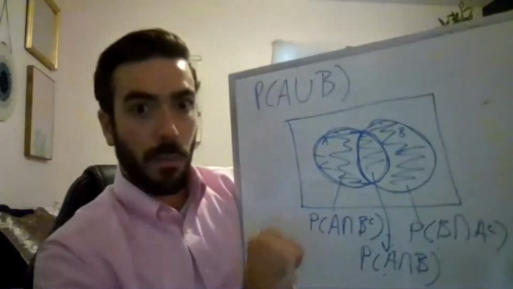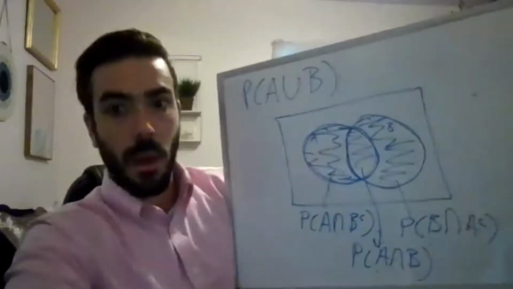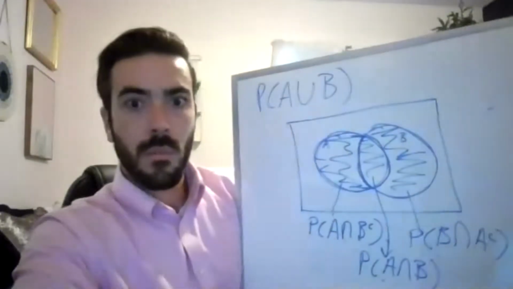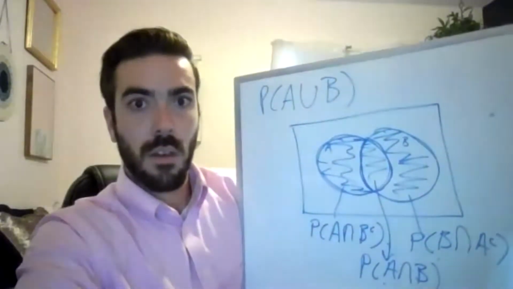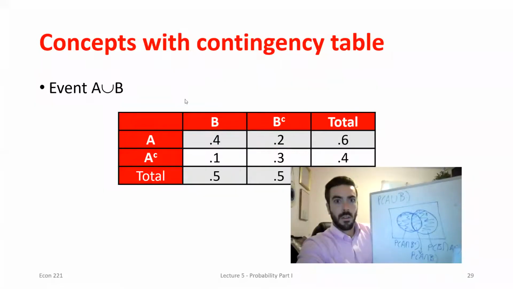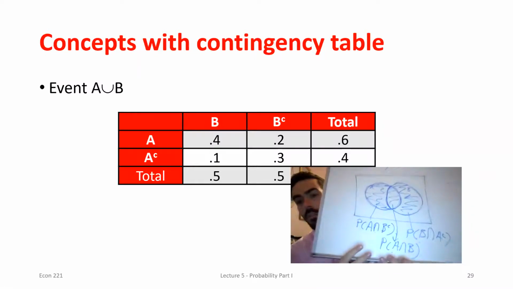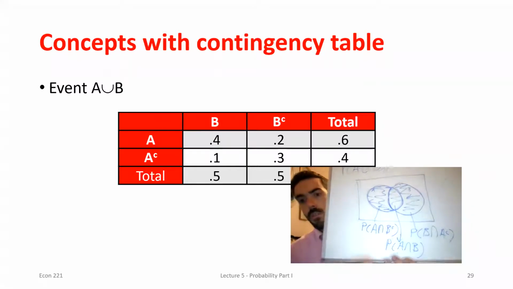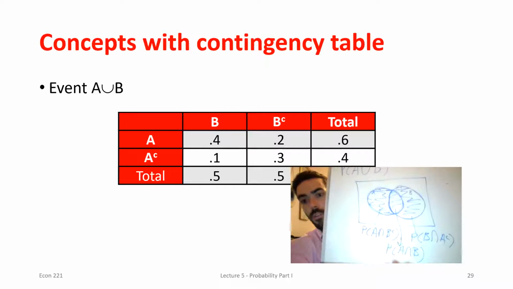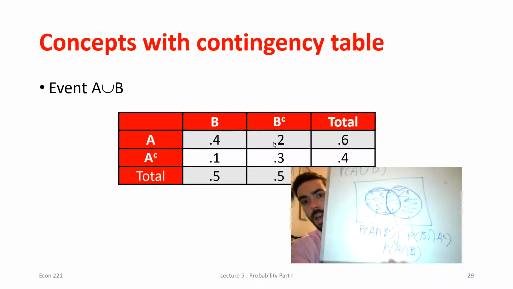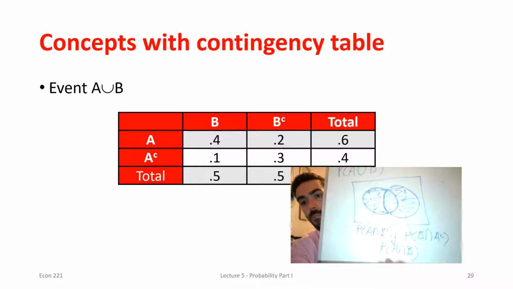So if these are the three different components I want, just as a reminder, go back to the slides. I'm trying to find the union of A and B. So the three things I want are all right here. I want to add these three components together. The first one is the probability of A and B complement. That's 0.2. Add to that the probability of B or A and B.